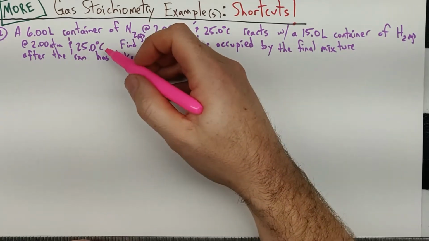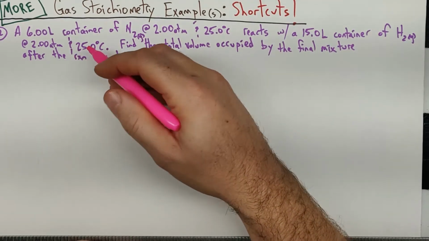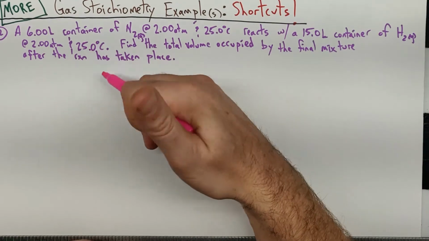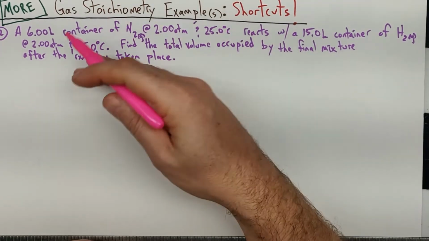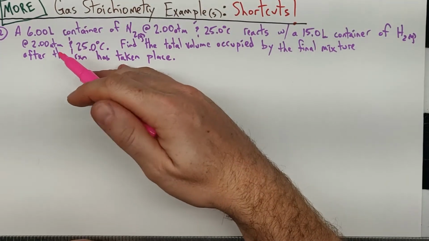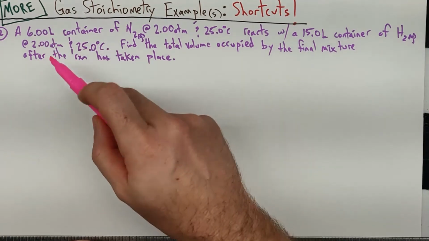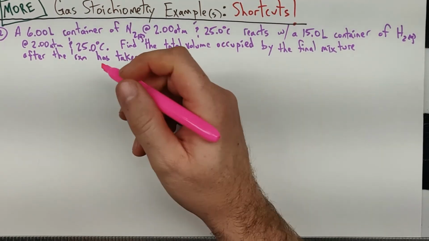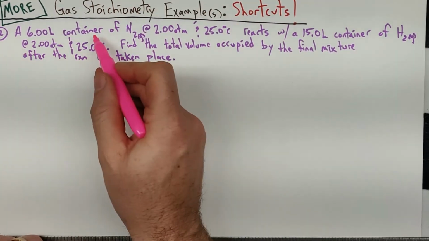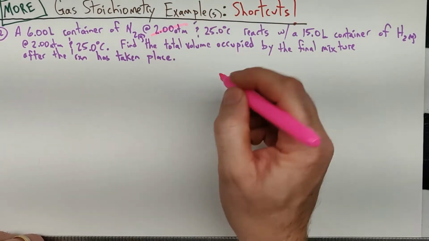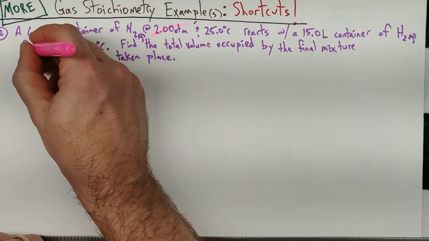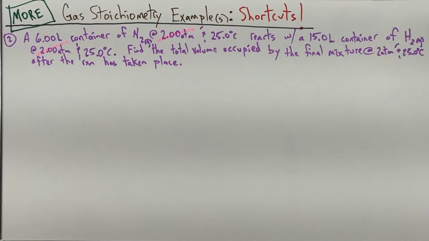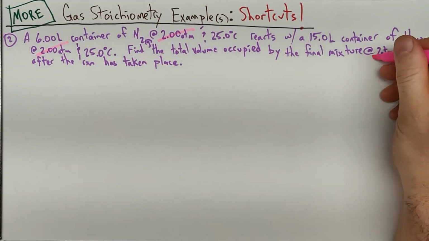In the last series of videos, I showed that you can do stoichiometry with pressures when the volume and temperature are constant. In this video, I wanted to take a look at doing stoichiometry with volumes when the pressure and temperature are constant. So let's just note here, 6-liter container of nitrogen, 2 atmospheres, hydrogen, 2 atmospheres, and then a final mixture at 2 atmospheres.